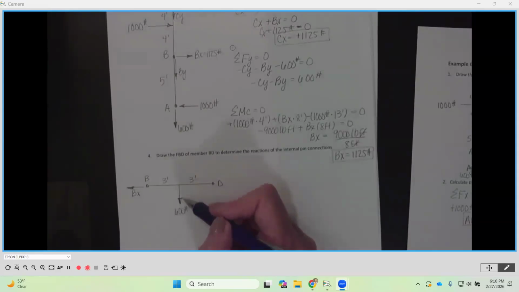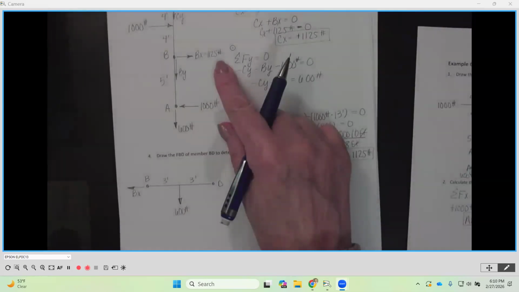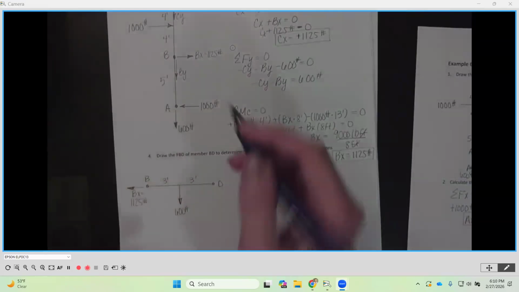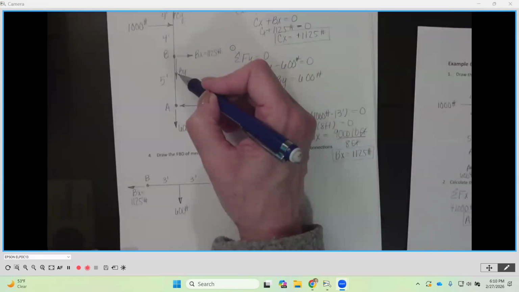The external applied loads remain in the same direction, but these internal pins switch directions. So BX, which was going to the right up here, is going to go to the left down here, and this is equal to 1125 pounds. Same magnitude, opposite direction. Also, we assumed BY going down.